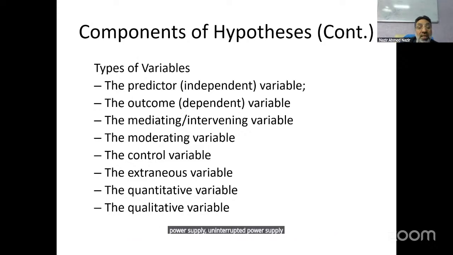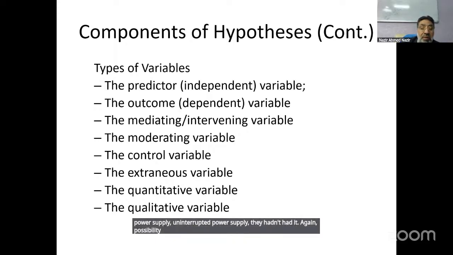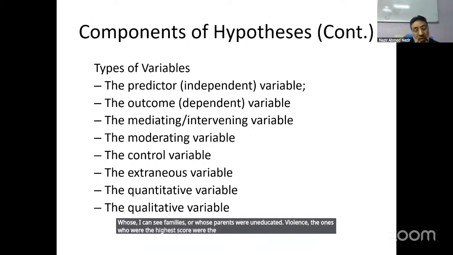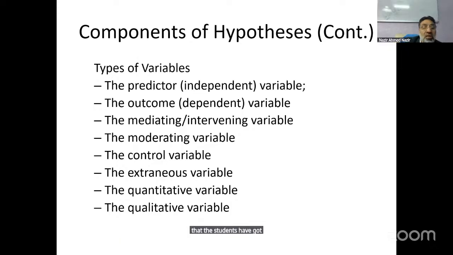They hadn't had it. Again, a possibility of results being impacted would be educated or uneducated parents. The ones who had low grades were from those households whose parents were uneducated, while the ones who got higher scores were from households whose parents were very highly educated. So these variables might surely have an impact on the results that the students have got. Likewise, it could be the case in any organizational context as well.